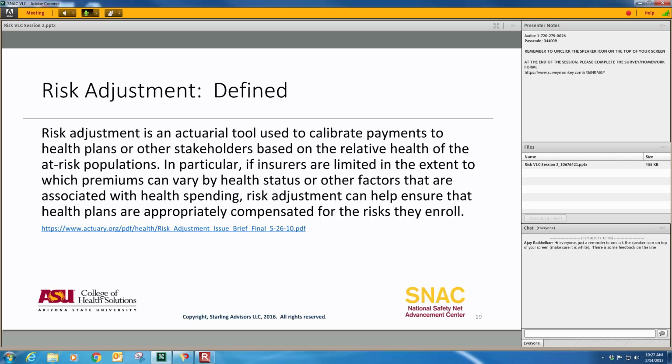In particular, if insurers are limited in the extent to which premiums can vary by health status or other factors that are associated with health spending, risk adjustment can help ensure that health plans are appropriately compensated for the risks they enroll. Okay, that's a fairly technical definition, but what I hope it starts to uncover for you is that within the insurance world, there's this whole set of processes that really focus on making sure that an individual patient insured within a population of patients has the appropriate amount of financial resources allocated to that patient based on the underlying risk factors for that patient.